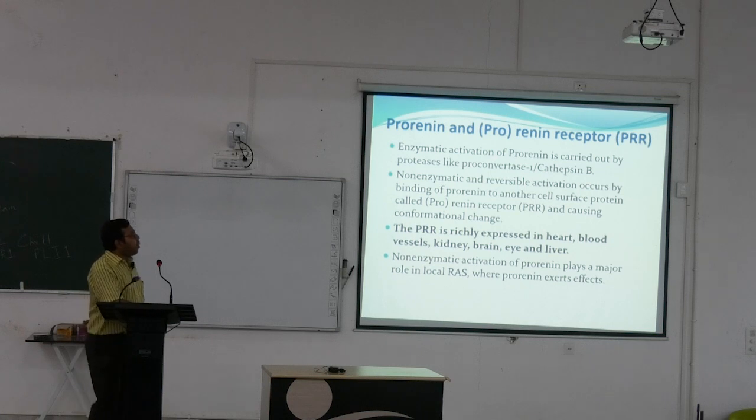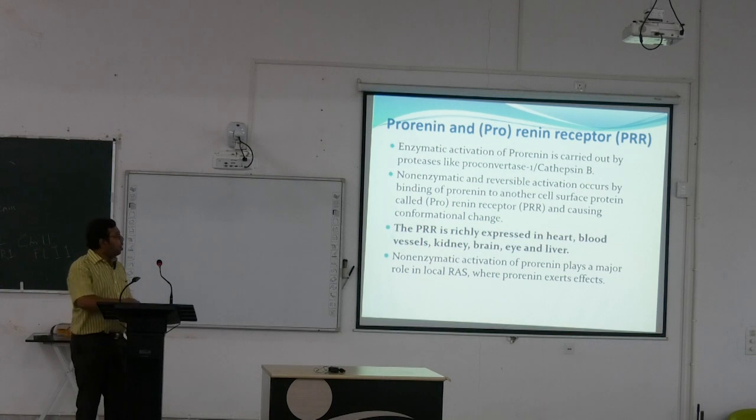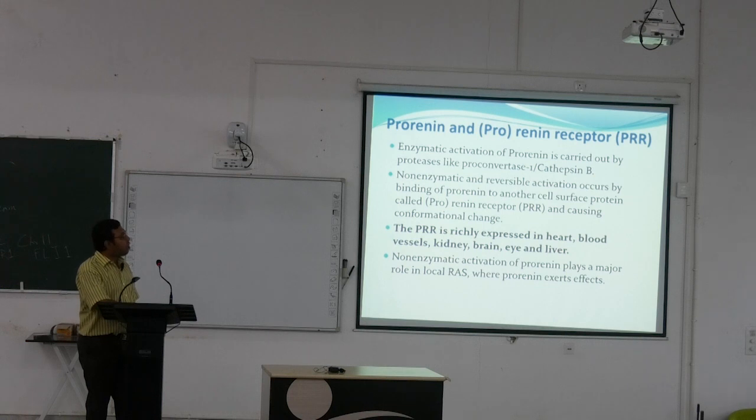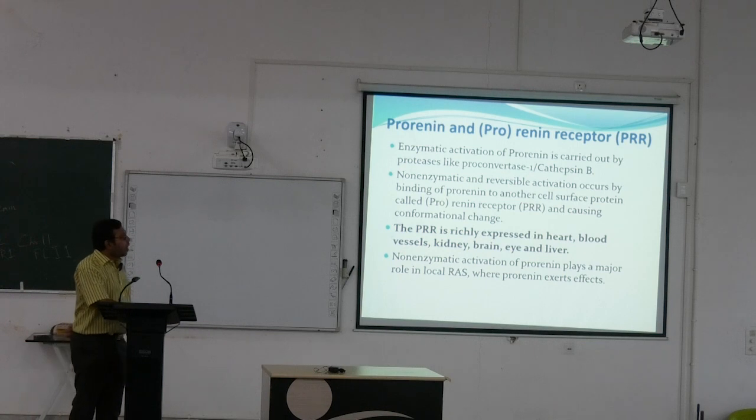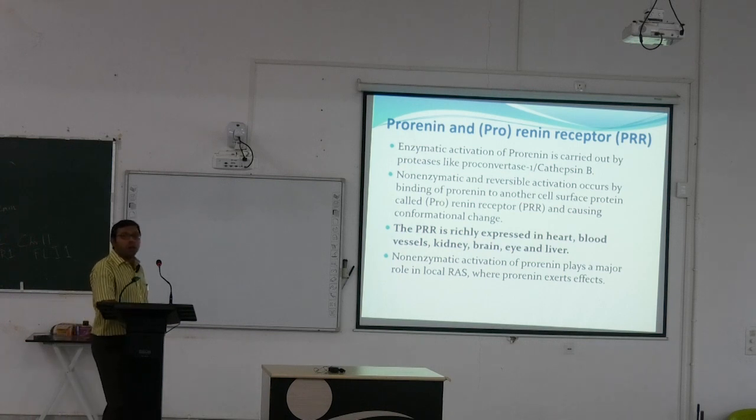Enzymatic activation of prorenin is caused by pro-convertase 1 and cathepsin B. So pro-convertase 1 and cathepsin B cleave the prorenin to renin. Non-enzymatic and reversible activation occurs by binding of prorenin to another cell surface protein. This is known as the prorenin receptor. So the prorenin receptor is also present apart from the renin receptor, and this is richly expressed in heart, blood vessel, kidney, brain, eye and liver. Apart from this, non-enzymatic activation of prorenin plays a major role in the local renin-angiotensin system. What I am talking about: in the local area, as we have already seen in local vasoconstriction, this prorenin receptor also plays a role.